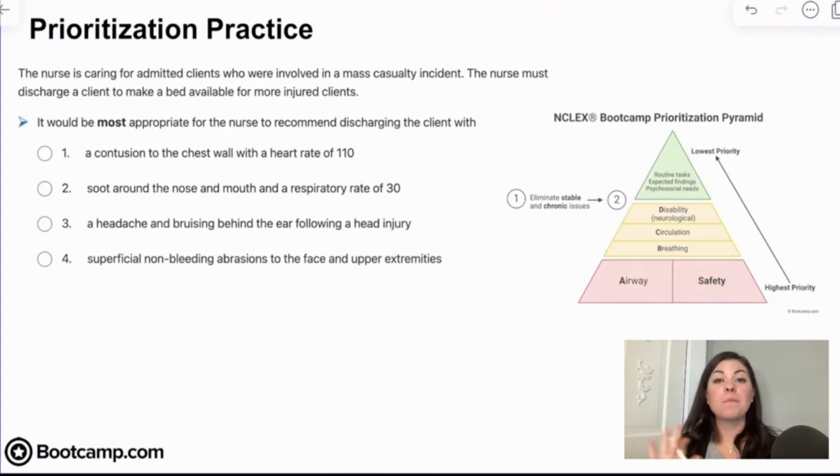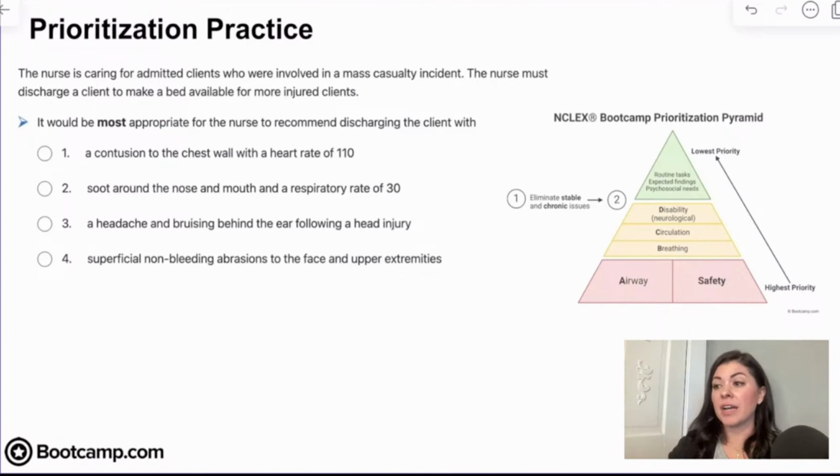Let's do one more, and let's flip it a little bit backwards, okay? These aren't as common, but you still will see these types of prioritization items, where instead of identifying the highest acuity or the most sick patient, we are instead going to be looking for the client that is the least sick or the lowest acuity.